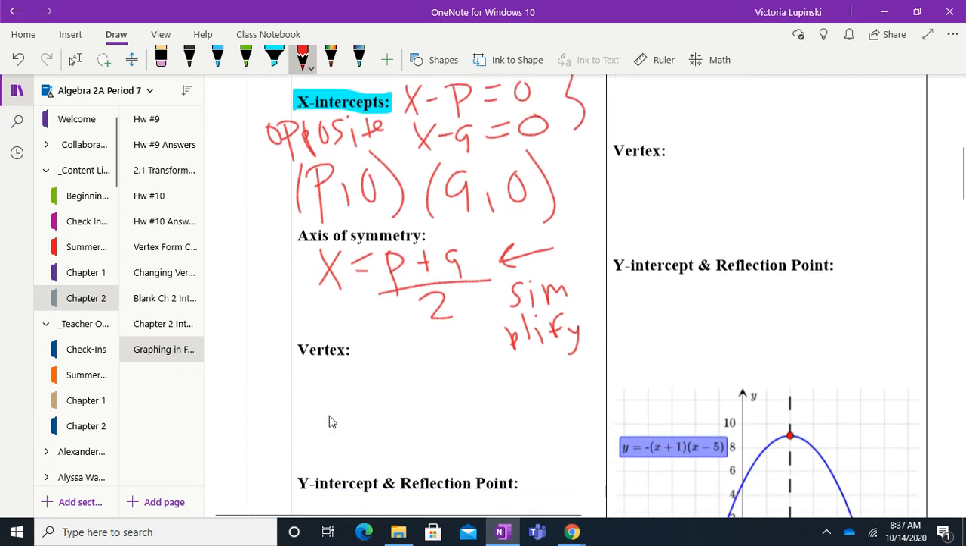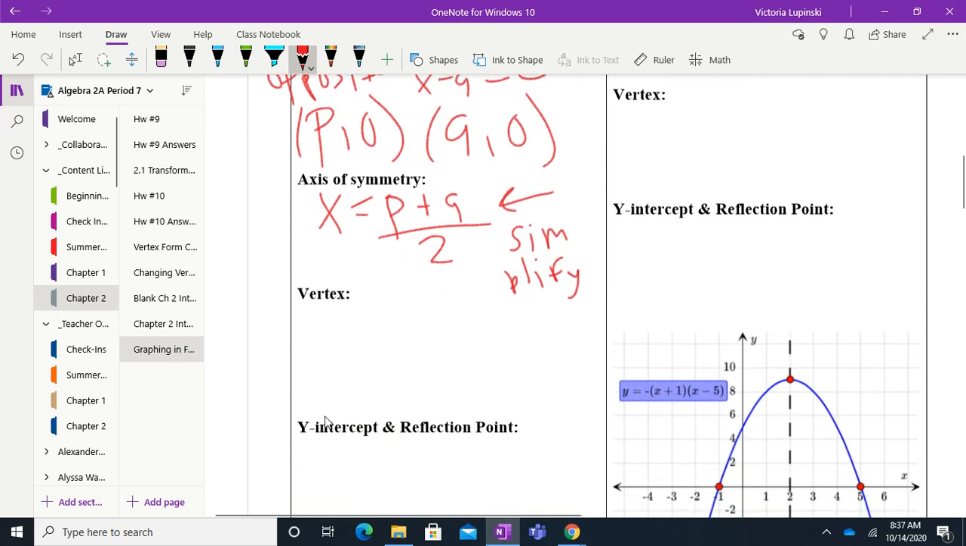Once you have the axis of symmetry for the vertex, whatever the x value is, x equals for the axis of symmetry, that is going to be the x coordinate of your vertex. So this is going to be the same number, p plus q over 2.